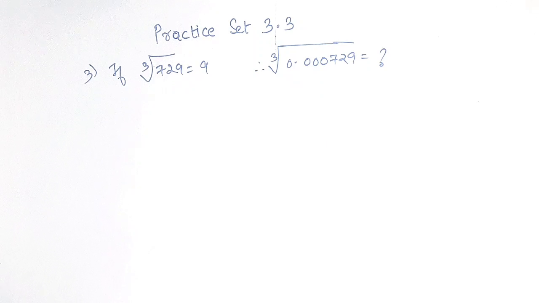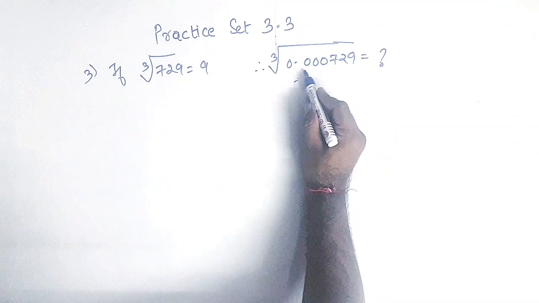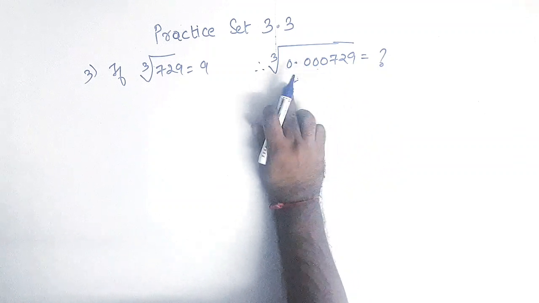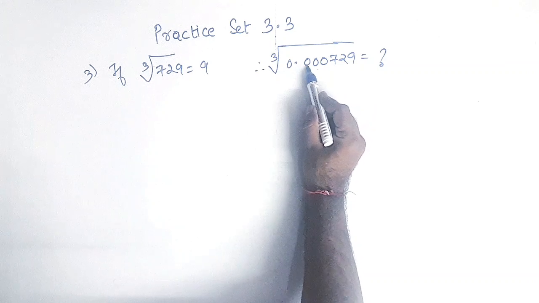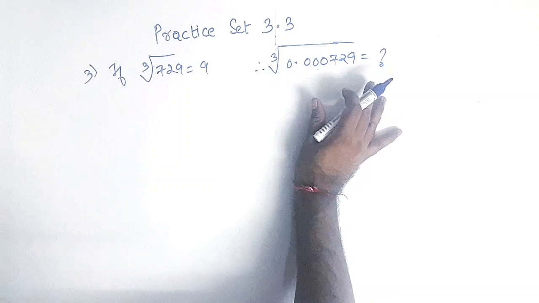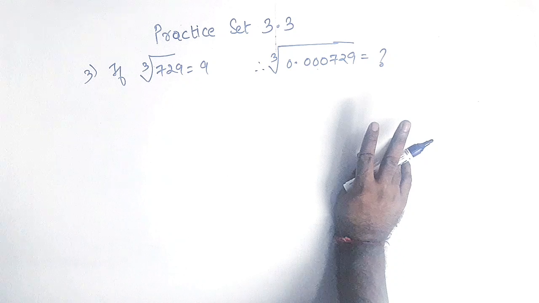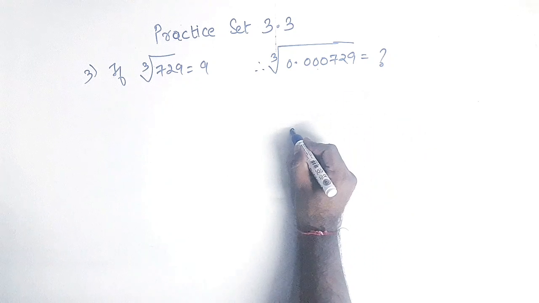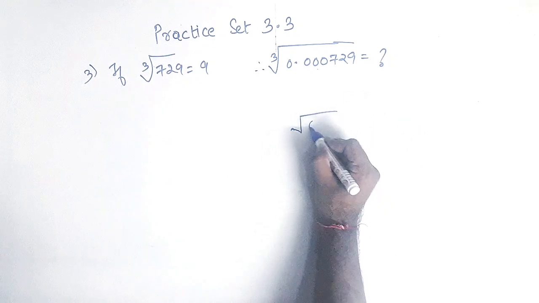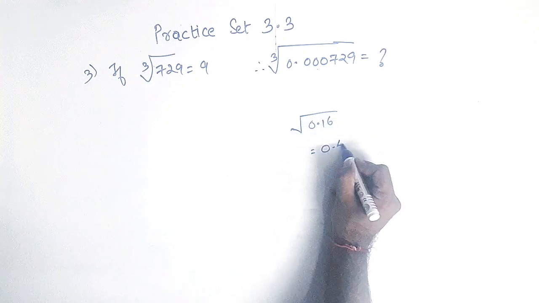So while finding the cube root or square root of a decimal number, it is very easy. You have to just count the number of digits after the decimal point. Okay, here the digits are 1 2 3 4 5 6. 6 digits, it means your answer will have 2 digits after the decimal point. For example, I am giving you the square root of 0.16 will be 0.4.